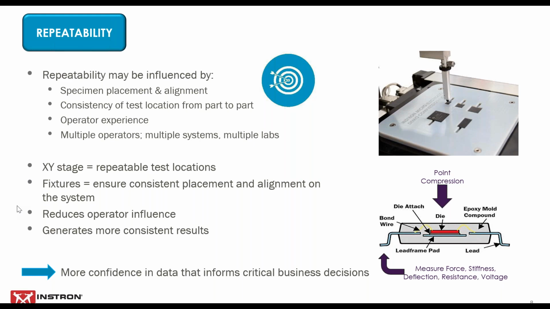Making sure that all those chips are tested at consistent locations with a manual system requires a great deal of attention and time. This slows up the testing process and it increases the variability in the test data because operator experience here can have a great impact. An XY system with a well-designed fixture, such as this fixture shown here, addresses the challenges around specimen placement and consistency of test locations. This reduces the influence of operator experience on repeatability.